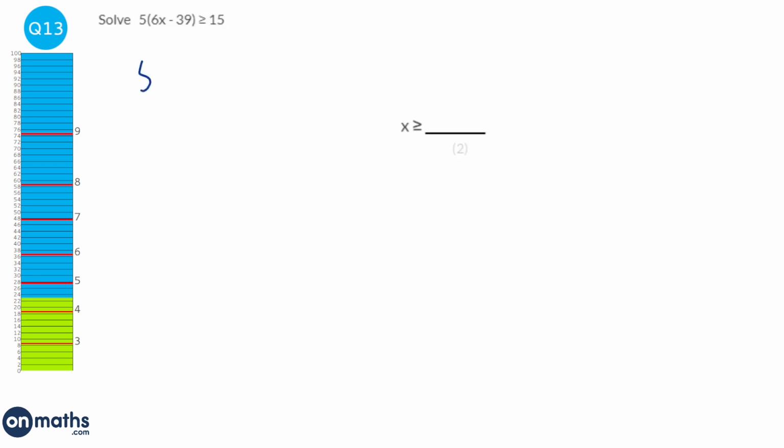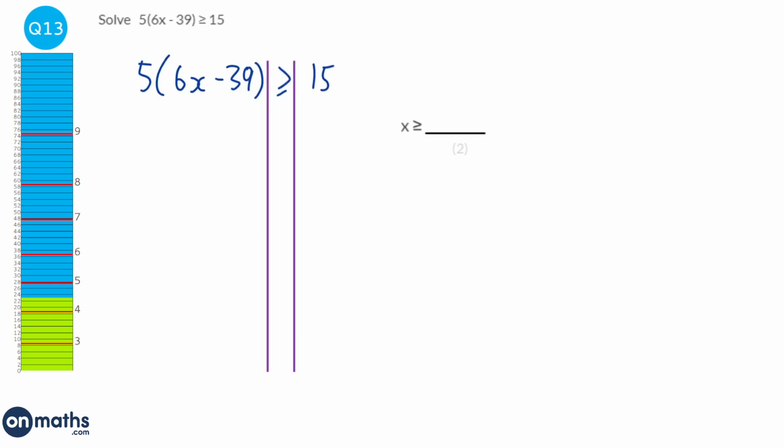So I'm just going to write this out a little bit bigger, just so we've got a bit more room to play with. And I'm going to start by putting my tramlines in. Anytime it says solve, I always put my tramlines in. We can start by either multiplying out the bracket, or we can be clever and just divide by 5 both sides. And that'll leave 6x minus 39. And 15 divided by 5 is 3.